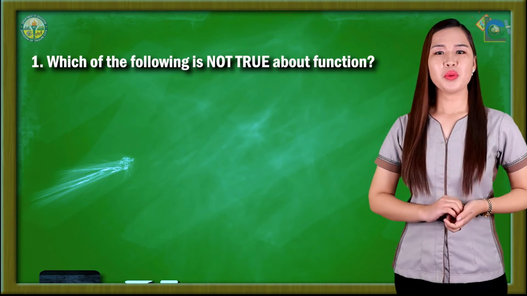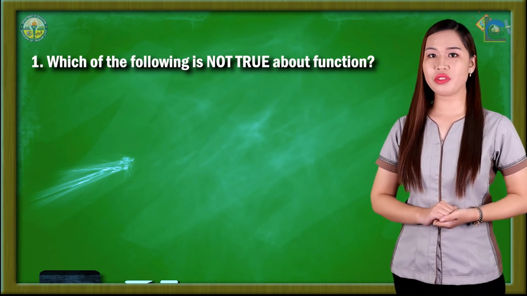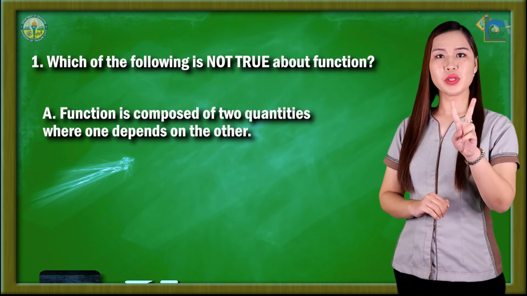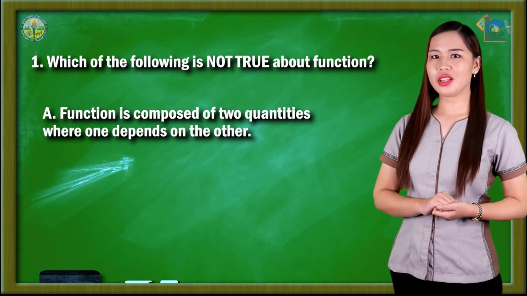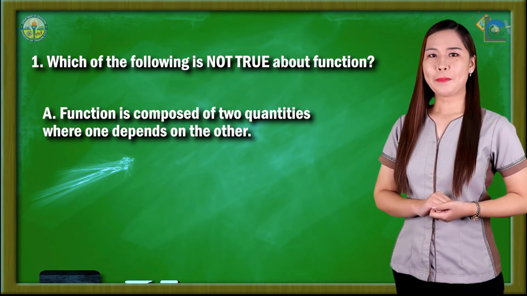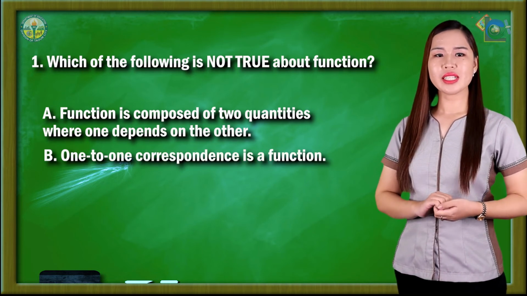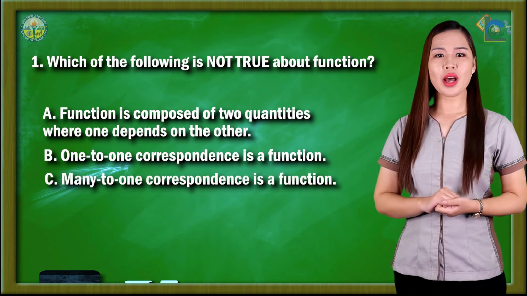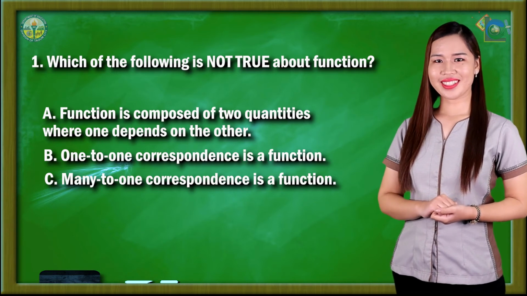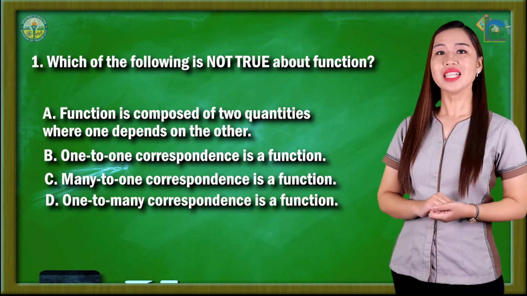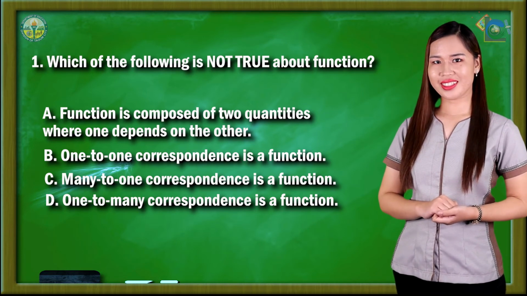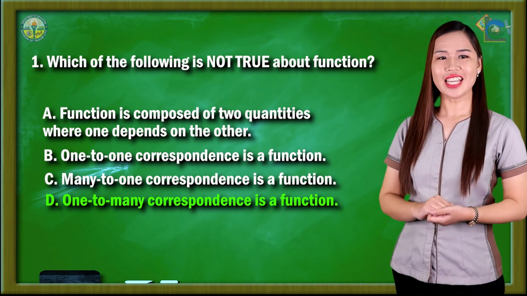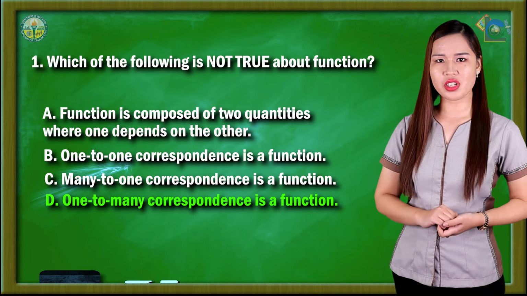Item number 1. Which of the following is not true about function? A. Function is composed of two quantities where one depends on the other. B. One-to-one correspondence is a function. C. Many-to-one correspondence is a function. And D. One-to-many correspondence is a function. The correct answer is letter D. One-to-many correspondence is not a function.